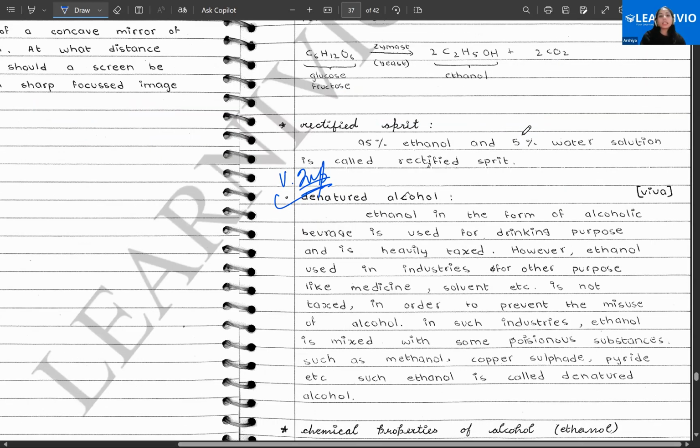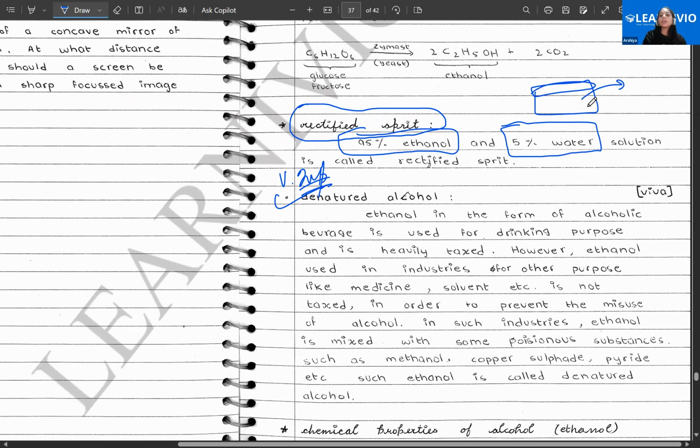Okay, so the next thing is rectified spirit. This might come in an MCQ or a one marker: what is rectified spirit? If I take 95% ethanol and just 5% water, it's an ethanol solution, but the majority, that is 95% of the quantity, is ethanol, and the lesser quantity, 5%, is water.